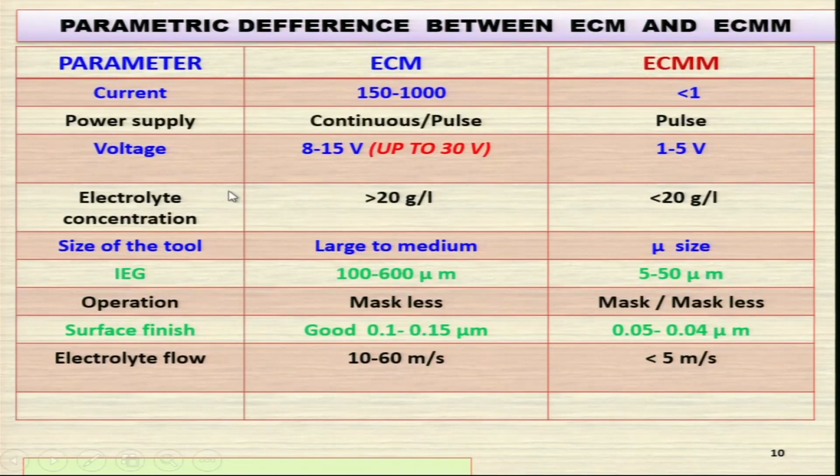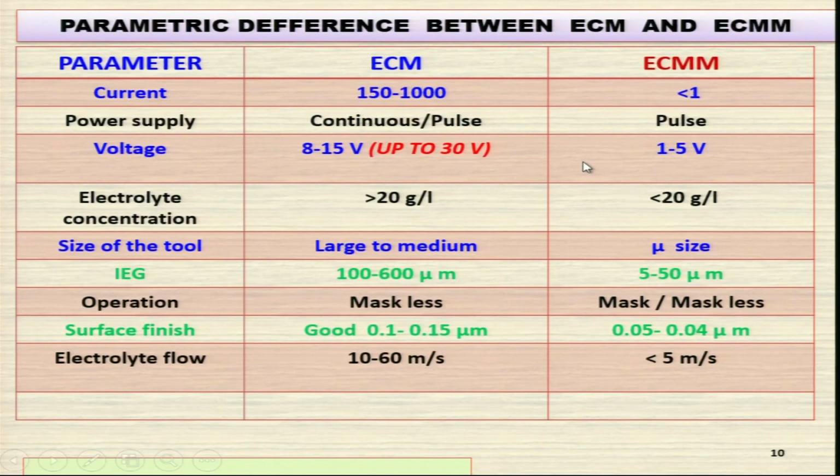Parametric difference between ECM and ECMM. You can see the values of the different parameters used in ECM and ECMM. This is important to understand, because in ECM you are dealing with macro and meso size components and features, while in ECMM you are dealing with micro size features. Current value in ECM is 150 to 1000 ampere, while in ECMM it is less than 1 ampere. Power supply may be continuous or pulse in ECM, but in ECMM it is mostly pulse power supply.